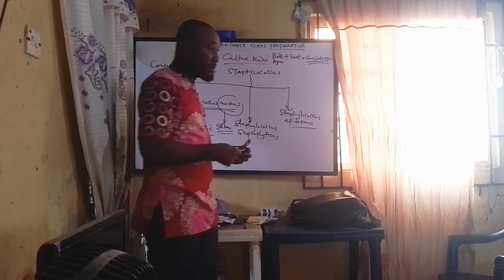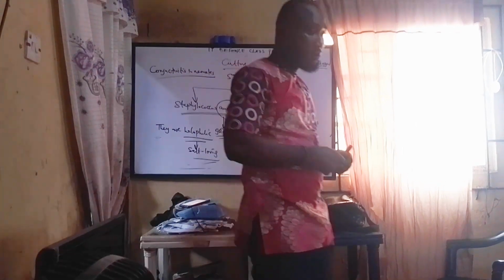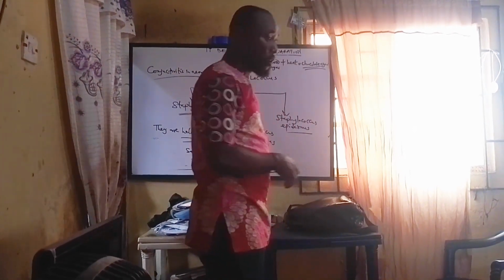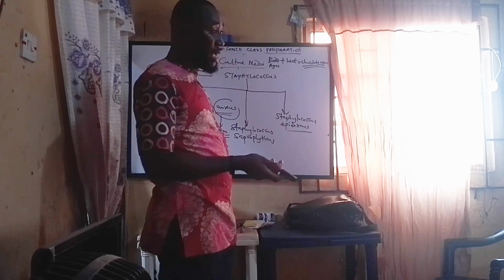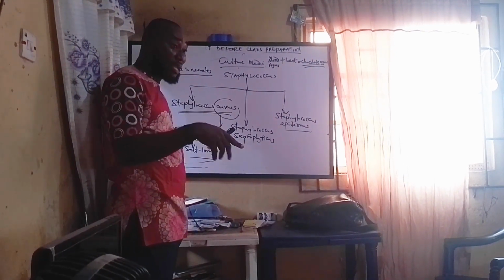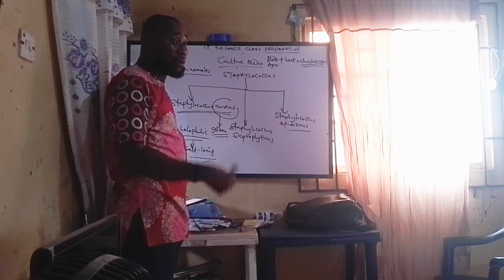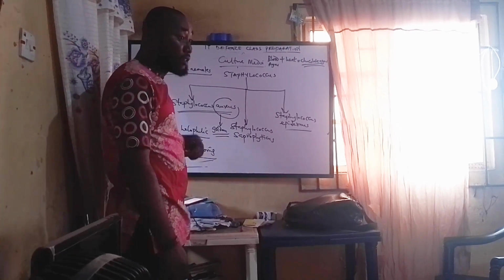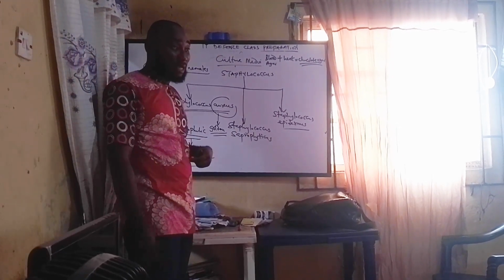You know what conjunctivitis is now? Do you have an idea? Conjunctivitis, yes, it has to do with the eyes. If somebody is pregnant, for example, and the person has staph, it can affect the eye of the unborn child. It's as bad as that.